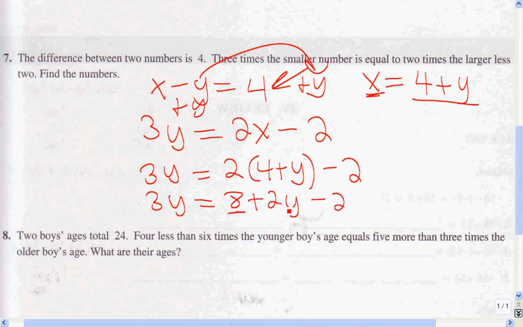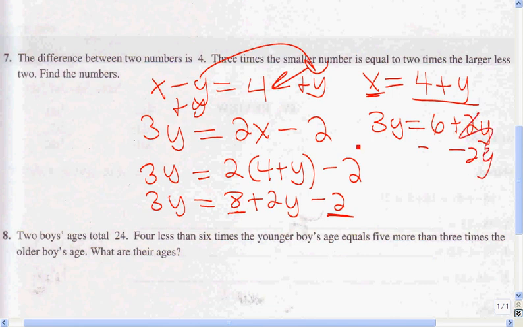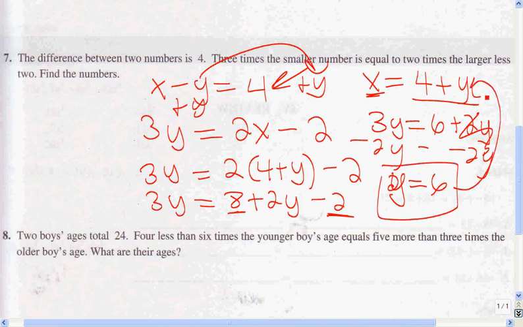2 times y is 2y minus 2. Combine like terms on both sides of the equation. So I get 3y equals 6 plus 2y. I'm going to subtract 2y from both sides. I get y equals 6. Plug it in here, and I'll figure out what x is. 4 plus 6 is 10, right? Because y is 6, so 4 plus 6 is 10. So I know that x equals 10. So these are my two answers, 10 and 6.